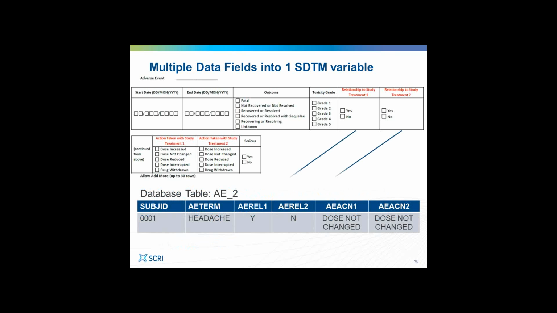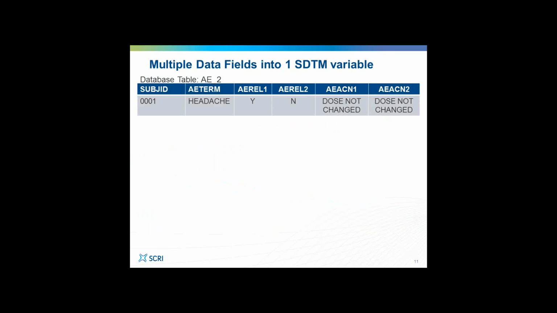So on the database, you have your two relationships. One may be yes and one may be a no to the second drug. And then the action taken, it may be the same or it may be different for the two different drugs there. So in this case, they're both the same. So how do we map this into SDTM easily? Because in SDTM, you can only have one relationship and one action taken.